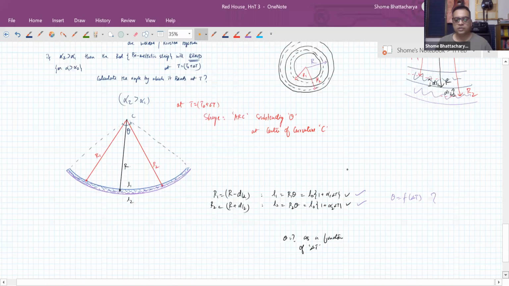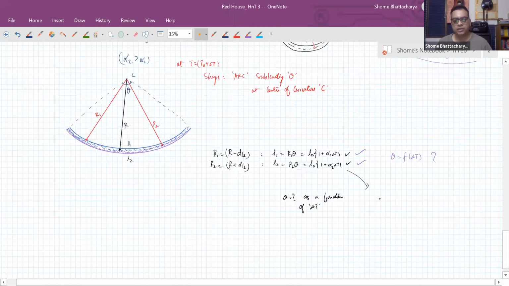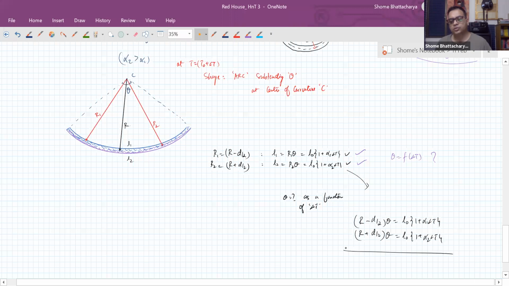So anyway, now these equations, you can just manipulate them this way, that R minus d by 2 theta is L naught into 1 plus alpha 1 delta t, and R plus d by 2 theta is equal to L naught into 1 plus alpha 2 delta t. So just subtract the two equations. Second one minus the first one.